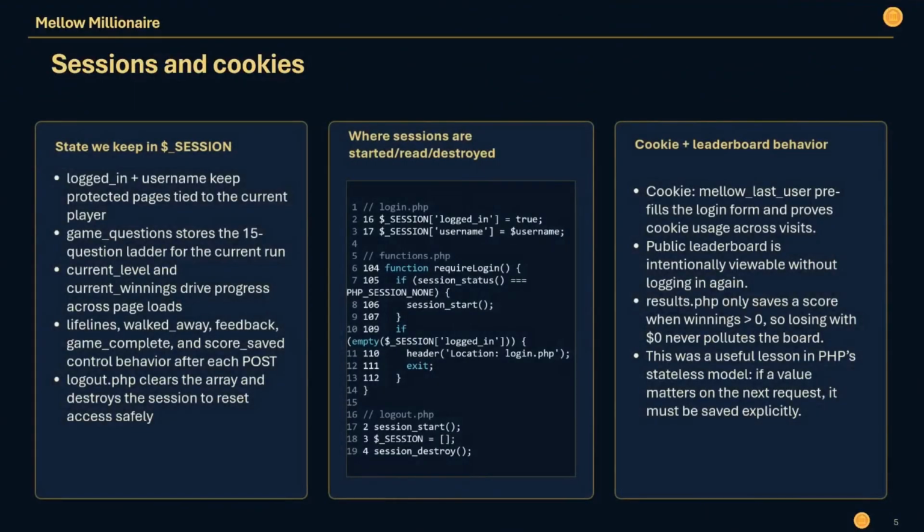Next, we have our sessions and cookies. We keep our state in the sessions. So logged in plus username keeps protected pages tied to the current player. Game questions stores the 15 question ladder for the current run. Current level and current winnings drive the progress across all the pages. Lifeline, walked away, feedback, game complete, and stored save control the behavior after each post. Login.php clears the array and destroys the session to reset so you can play again.